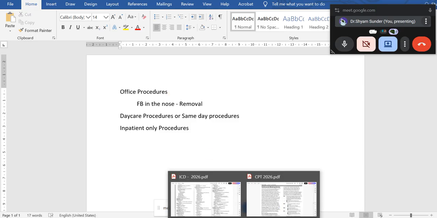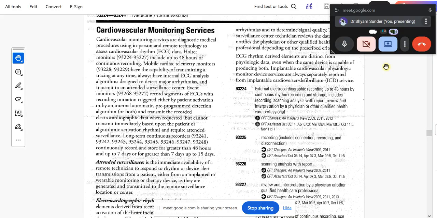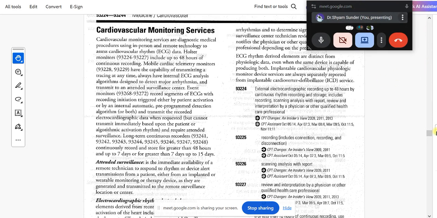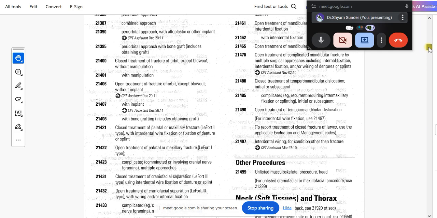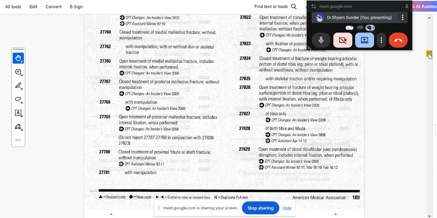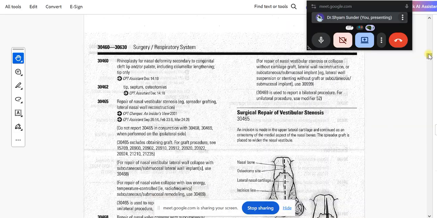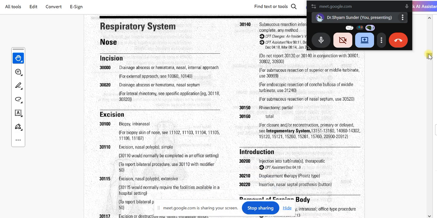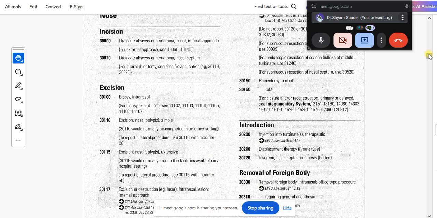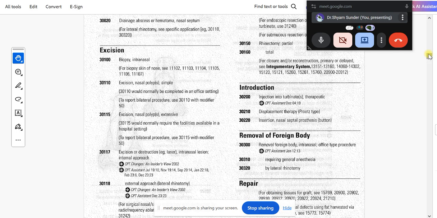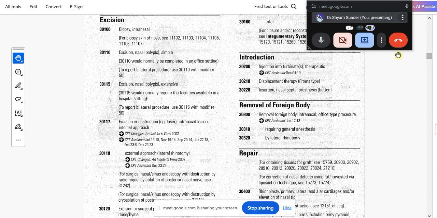Please go to your CPT, the 30,000 series codes. 30300. Once again, please. 30300, removal of foreign body. So this is how you're going to find the codes. And it's an office type procedure. Sometimes the kid is not cooperative, so they do it under short anesthesia also.